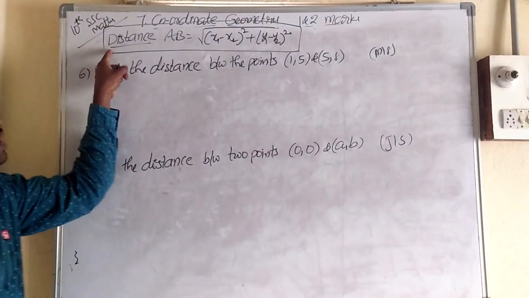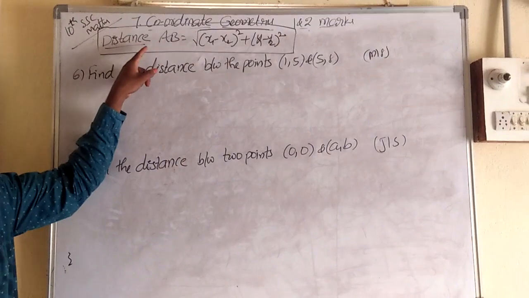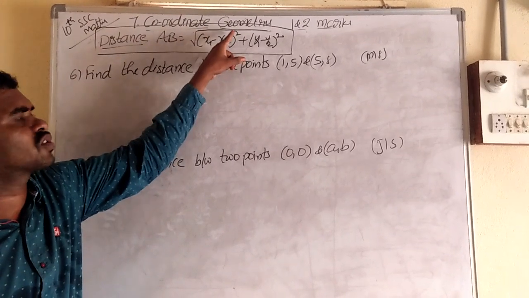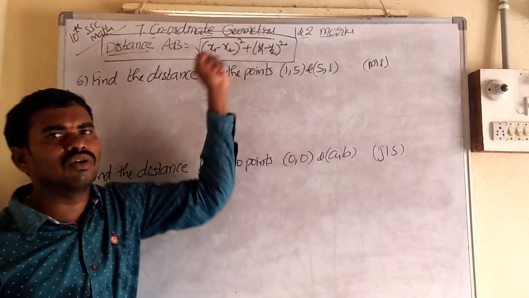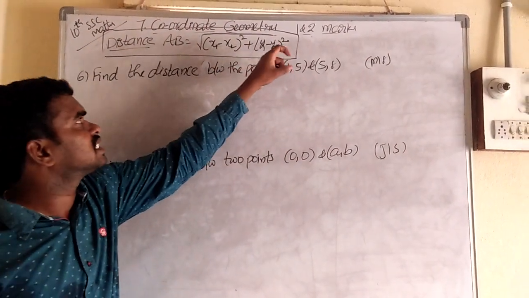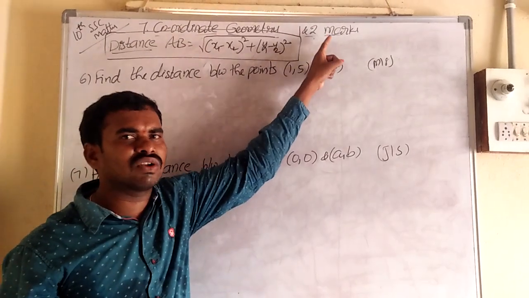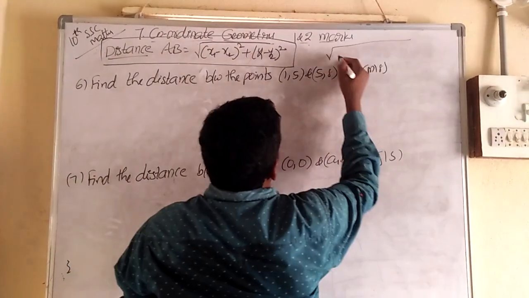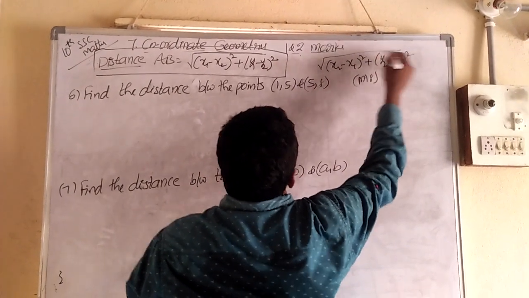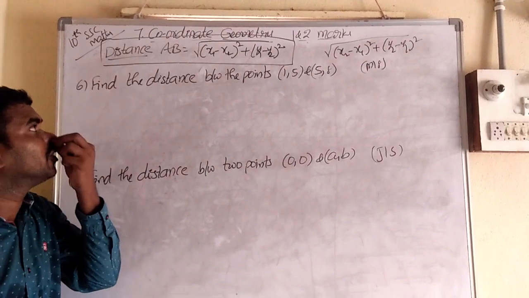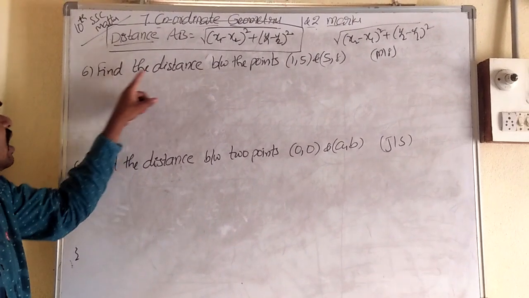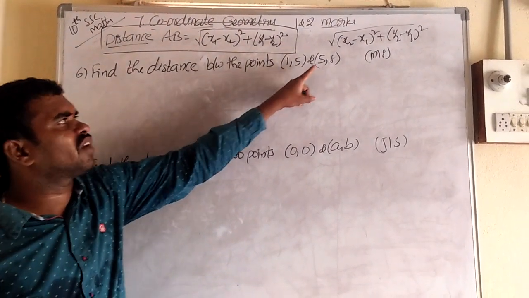Next second concept in this chapter, that is distance between A and B. The formula is root of x1 minus x2 whole square plus y1 minus y2 whole square. Okay na? This formula can also be written as root of x2 minus x1 whole square plus y2 minus y1 whole square. Okay na? Both represent the same meaning because of the square, that's why the same. You can use any one of these formulas, you will get the same answer.